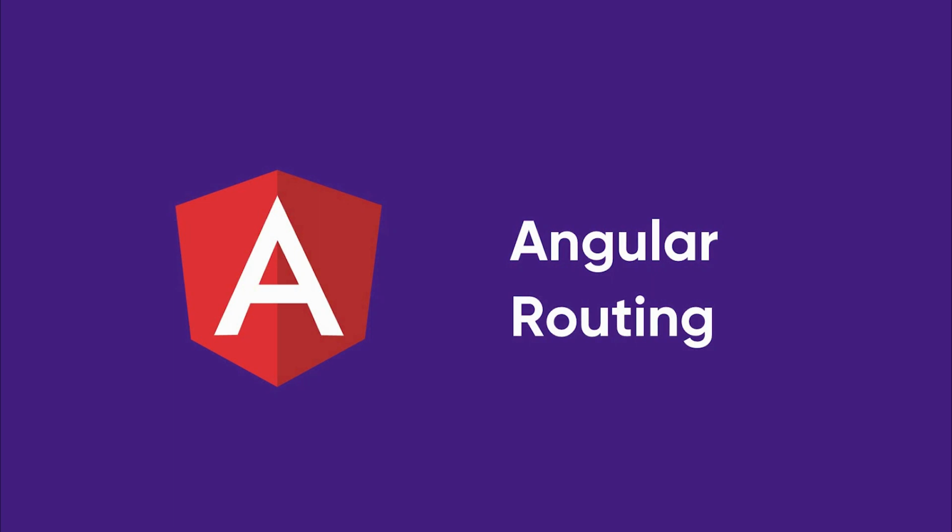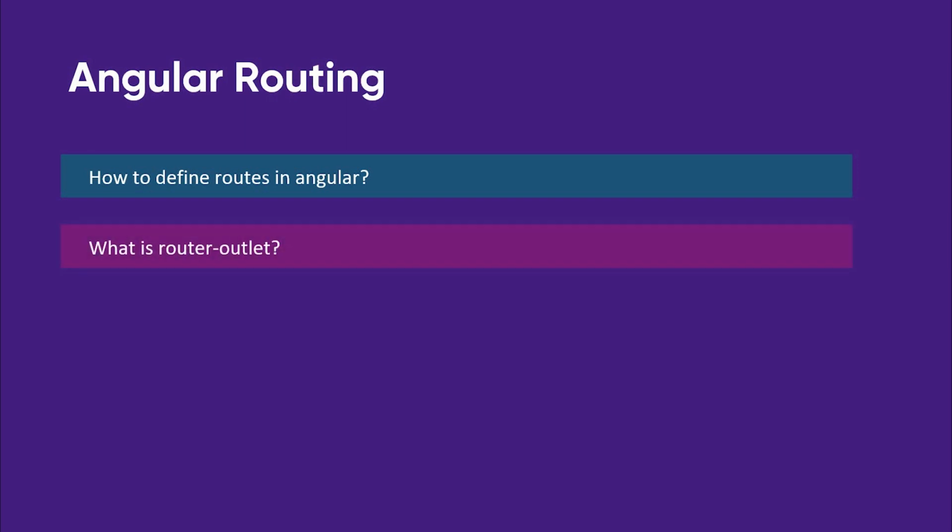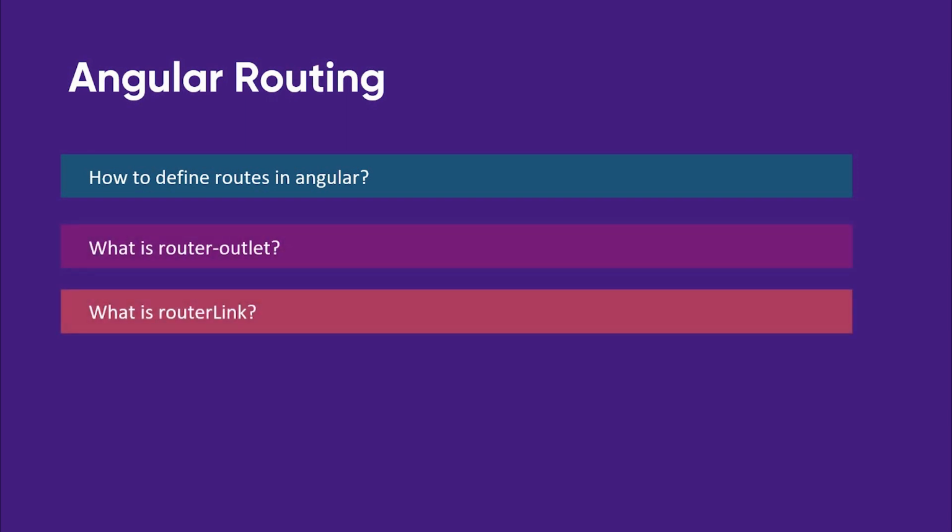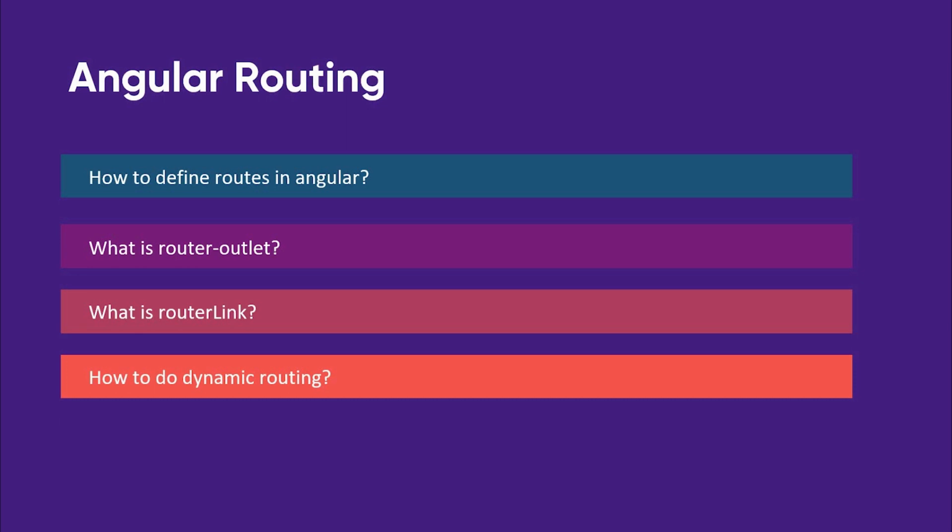In this video, we are going to talk about routing in Angular. So we will see how to define routes in Angular, what is router outlet, and what is router link, and how to do dynamic routing. So the routing is an important concept in Angular as it allows us to navigate between different views or pages in our application. So with Angular, we can define the routes for our application and then navigate to these routes using the Angular router.